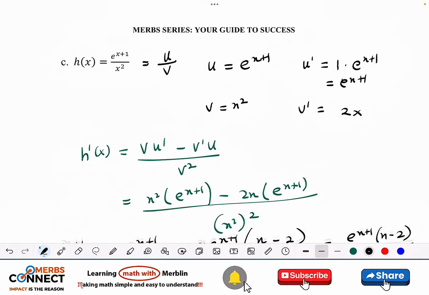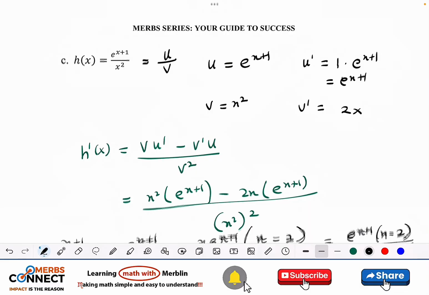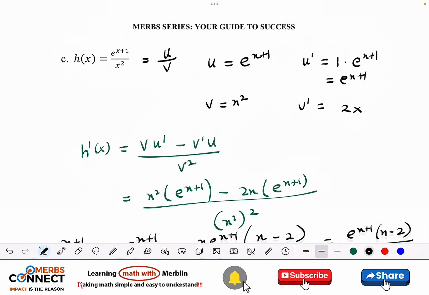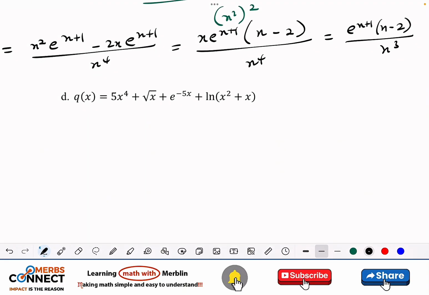So differentiation is kind of very simple. It's the simplest math. You don't need to do a lot. All you need to do is remember the procedures and then get them right. That's all. Now let's look at Q.